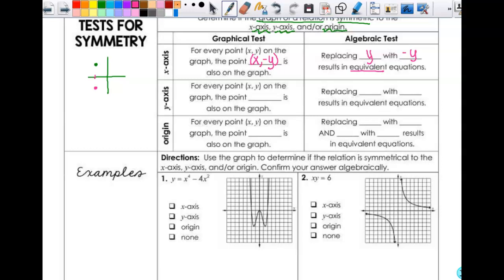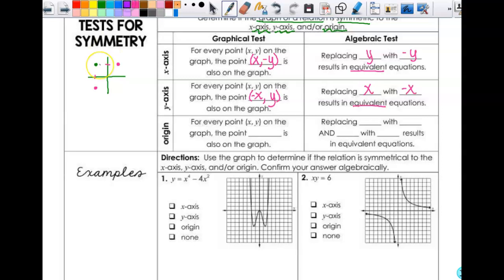So for the y-axis, I'm going to take this same point, and this time I'm going to reflect it in the y-axis. So when I reflect it in the y-axis, it ends up over here. Well, this time, my y value stayed the same, and I changed the sign in x. Okay, so if I have x-axis symmetry, it's (x, -y). If I have y-axis symmetry, it's (-x, y). So that means my algebraic test will be replacing x with negative x, and then resulting in equivalent equations.